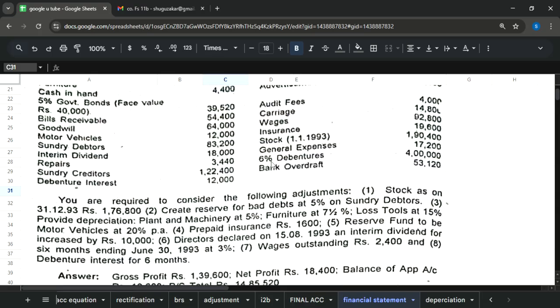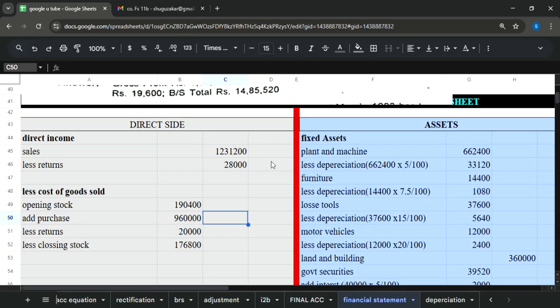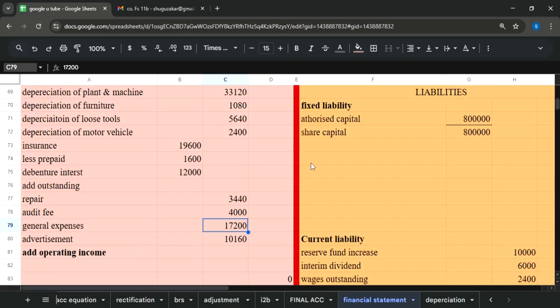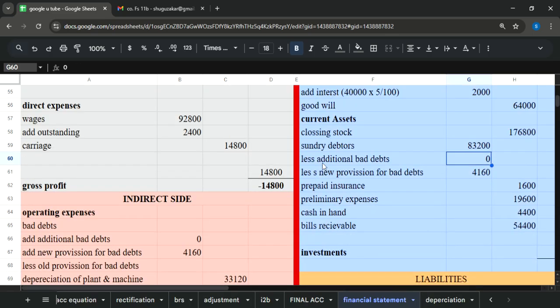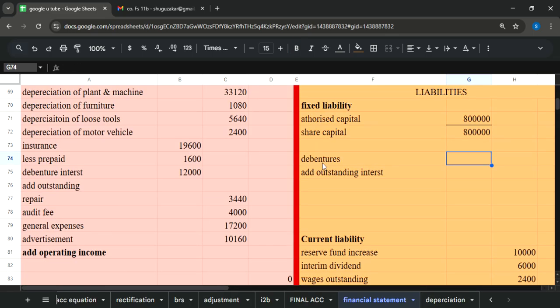6% debentures. Come to the fixed liability side and here debentures would be recorded, and we will see if there is any outstanding interest. Amount of debenture 4 lakh. Write down in the fixed liability side.